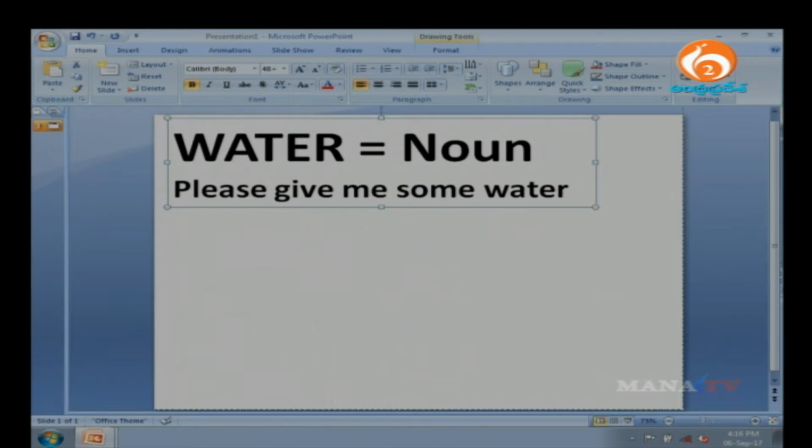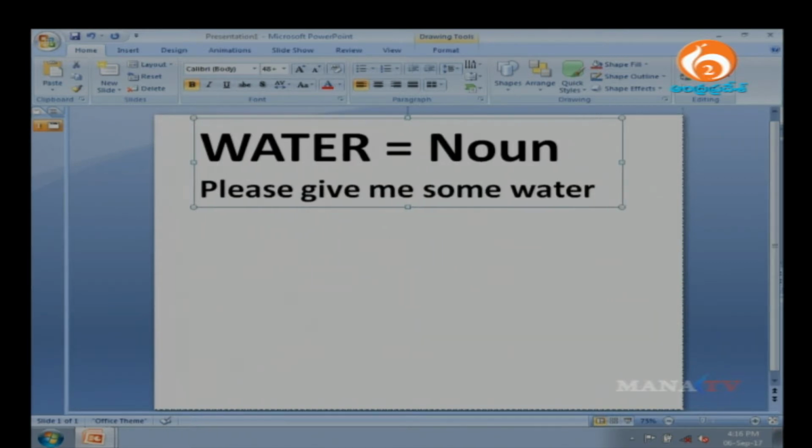So if we have a rule in the language that water is always a noun: please give me some water, do you want to have water, water is precious, the water is contaminated, the water is dirty, this is drinking water, this is ocean water, this is sea water. So basically we are using the part of speech noun for water.